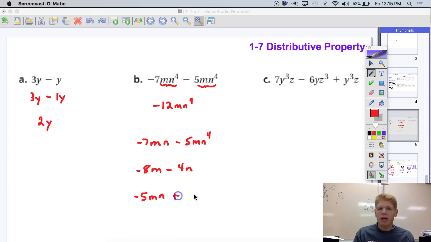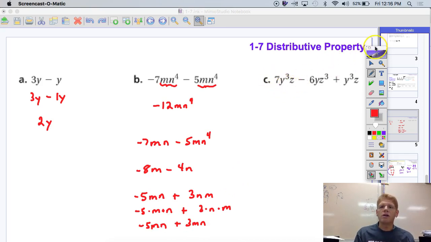Interestingly, if I had had negative 5mn plus 3nm, could I combine those? Yes, because multiplication is commutative. Negative 5 times m times n plus 3 times n times m. These are the same. It doesn't matter how I arrange them. Negative 5 times m times n or 3 times n times m. I could just as easily have written this as negative 5mn plus 3mn. It doesn't matter the order that I multiply them in.